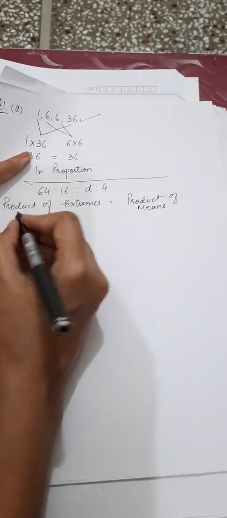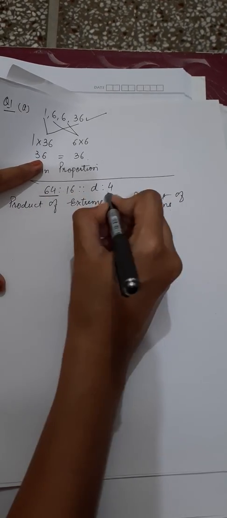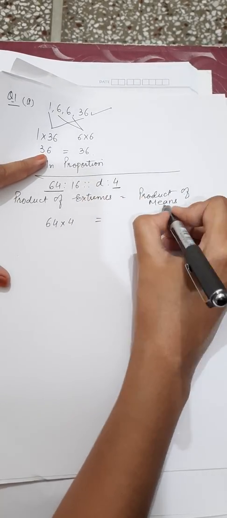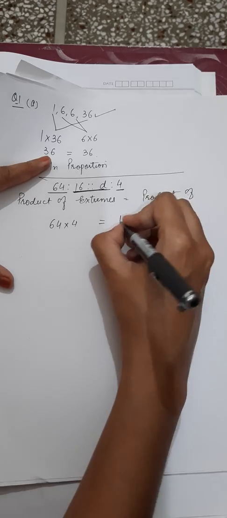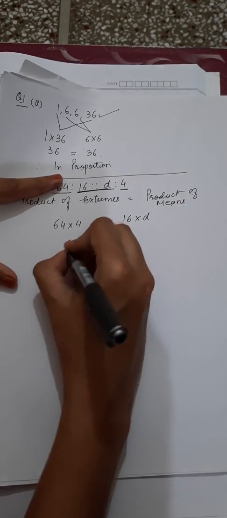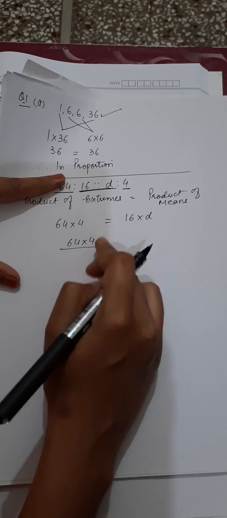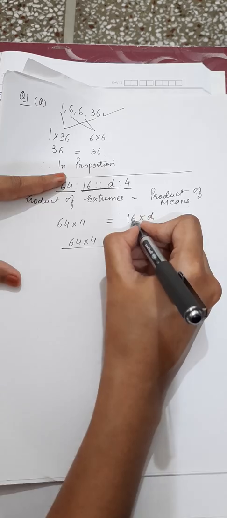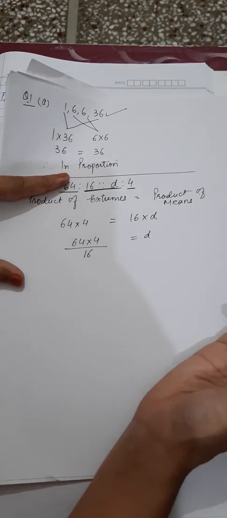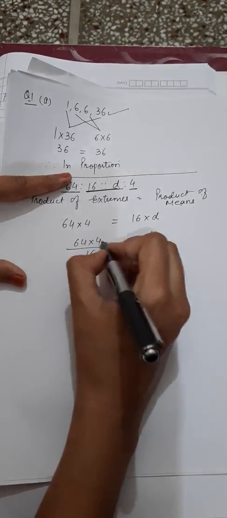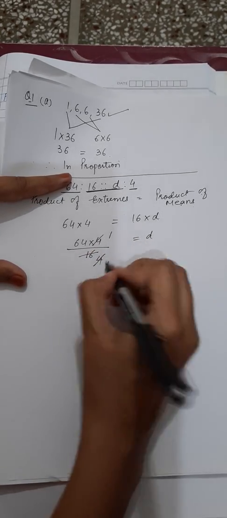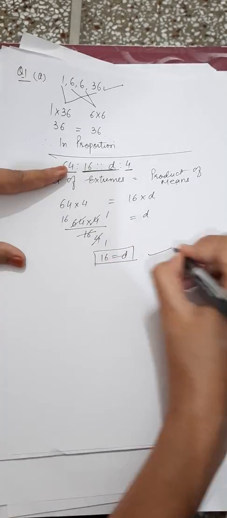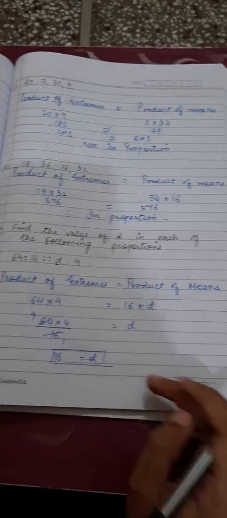means. Product of extremes means I'm going to multiply the last two numbers. 64 will be multiplied by 4 equals product of means. Means are the middle two numbers: 16 will be multiplied by D. So 64 multiplied by 4, I'm going to write as it is. Now 16 is multiplied with D, and I have to find the value of D. So 16 will go to the other side and come in divide. 64 times 4 divided by 16, the value of D is going to be 16, and this is your answer. Simple. See the solution.